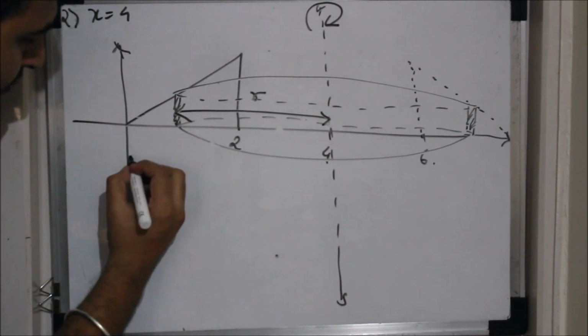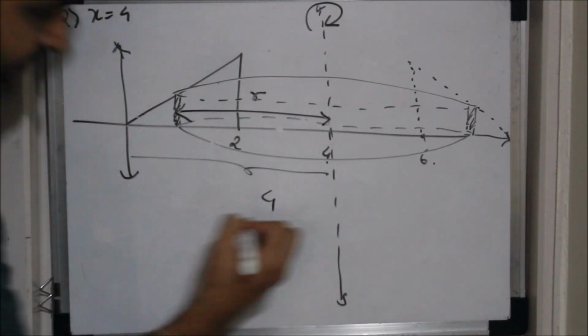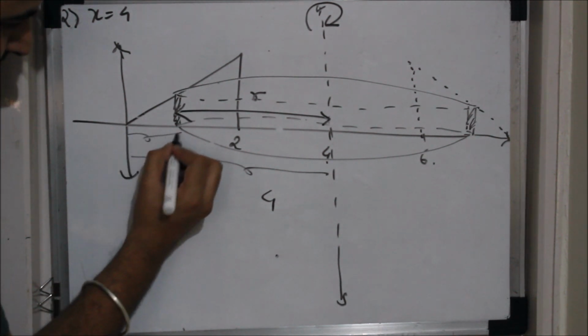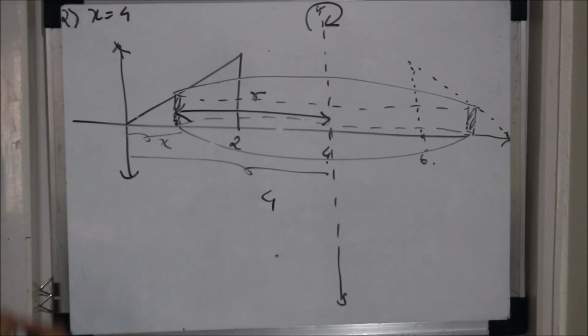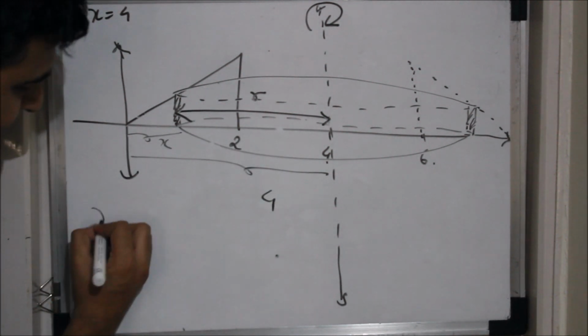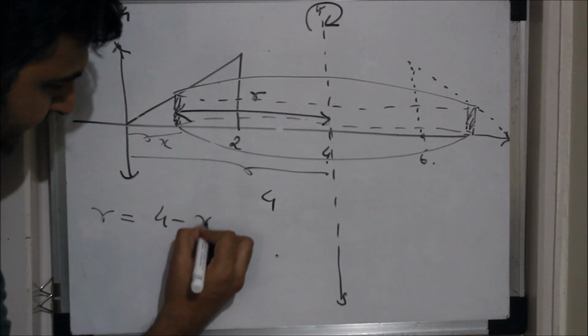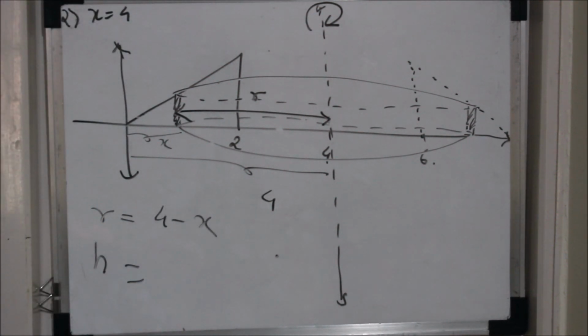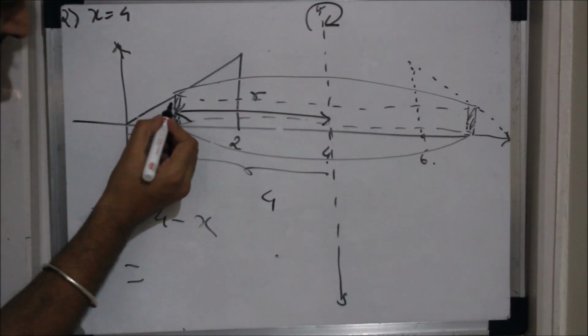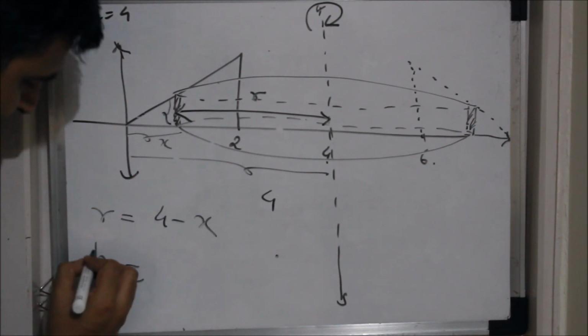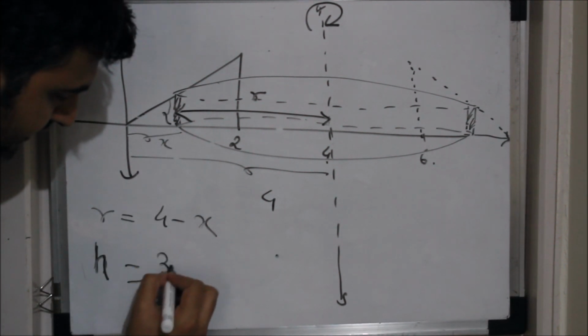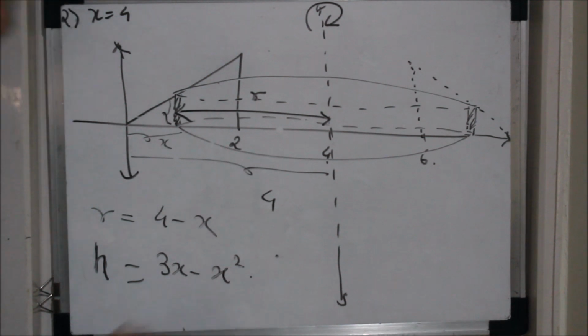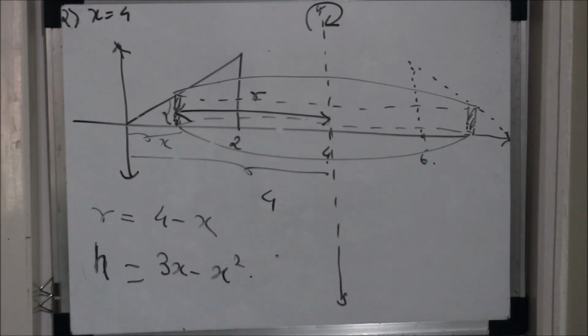So I know that the total distance is 4 units, and this is the distance from the origin, which is nothing but my x. So what is the remaining distance? My radius is nothing but 4 minus x. So I got the radius of my shell. Now the question is, what is the height of my shell? The height remains the same, because the height is nothing but the vertical distance. So my height is 3x minus x square. My radius is changing, whereas my height is remaining the same.